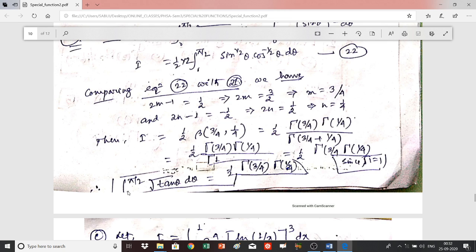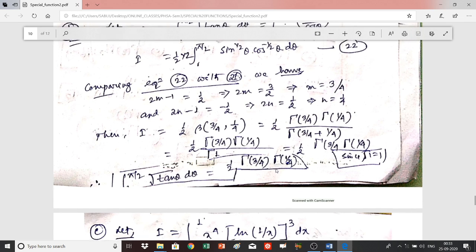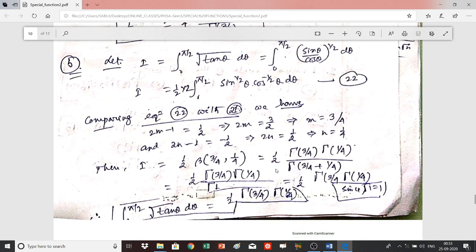So finally, you get integral 0 to pi by 2 root over tan theta d theta is equal to half gamma 3 by 4 gamma 1 by 4. So just do it. Just practice it.